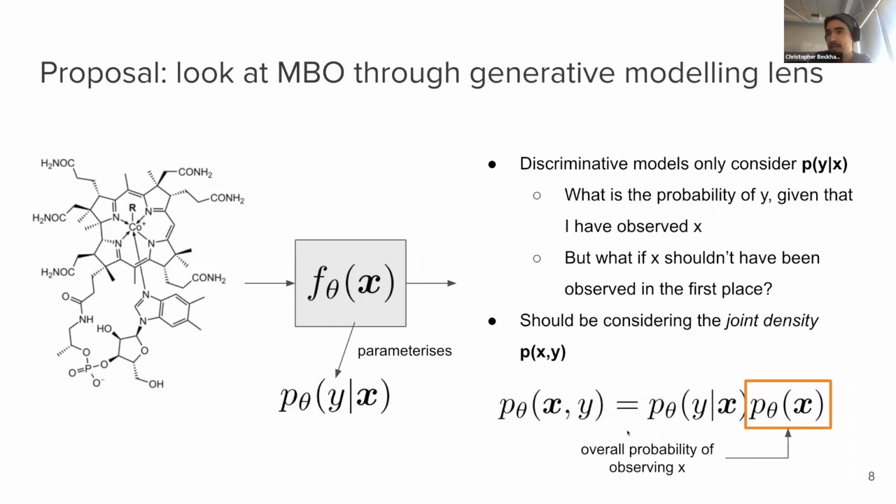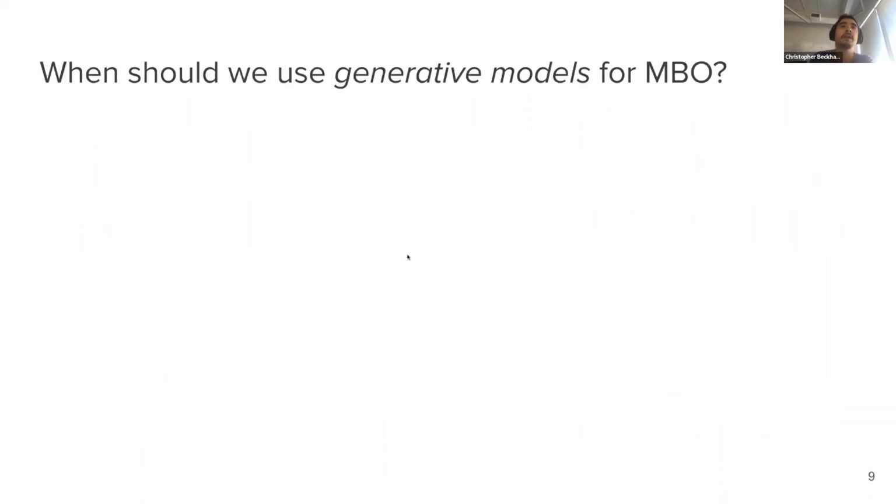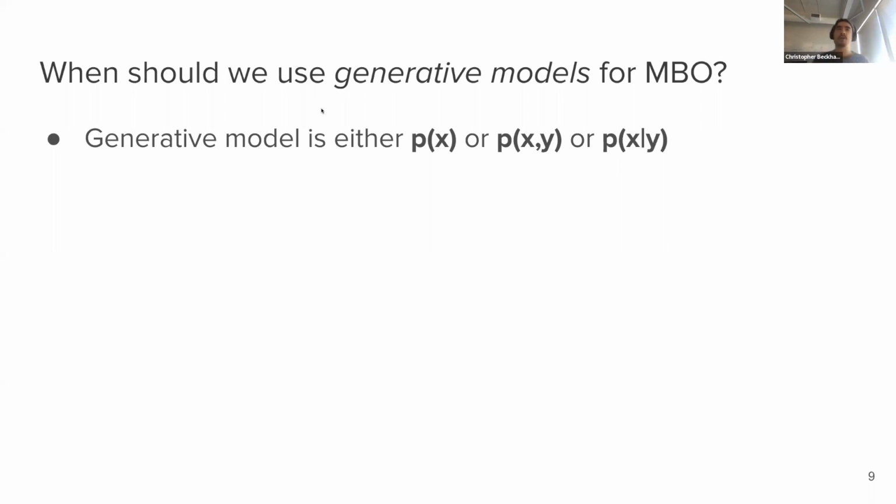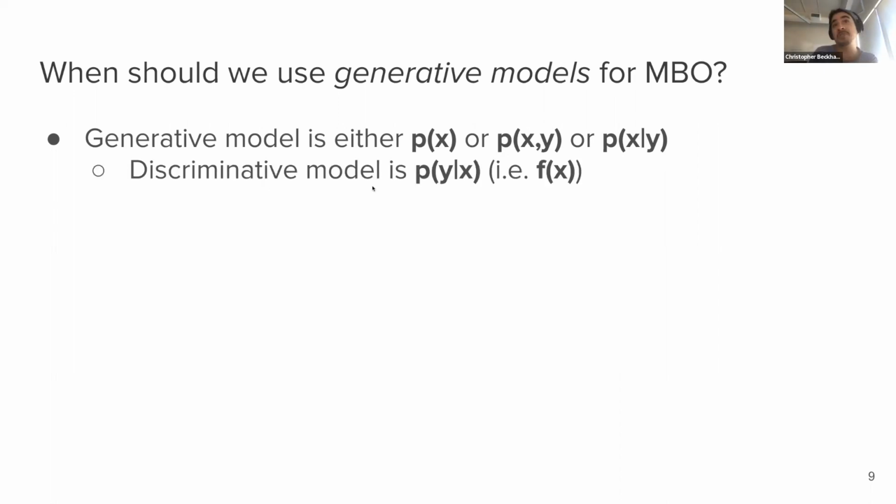And also, through Bayes' rule, you can flip them around. So it can also be P of X given Y times P of Y, but I won't complicate things for now. But you could ask the question, when should we use generative models for MBO? To be concrete, in this talk, a generative model is one of 3 things, right? It's either P of X and Y, or P of X given Y, so anything where there's X on the left-hand side. But for simplicity, we'll mainly consider the joint density. And a discriminative model is P of Y given X.